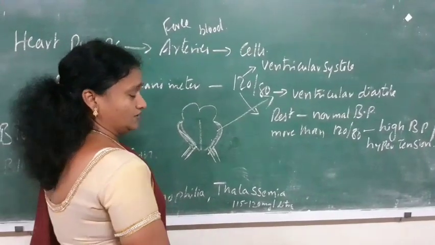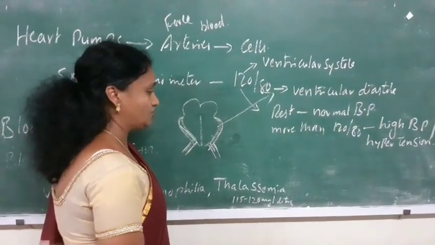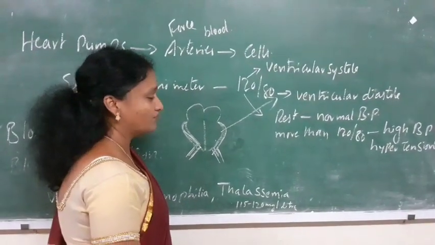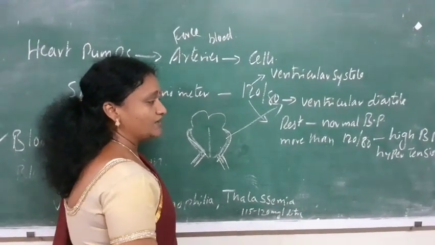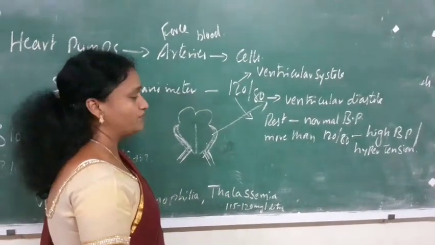That's why people above the age of 40 years should check the BP once or twice in a month, so that it can be easily identified at the earlier stages and they can go for proper medications.